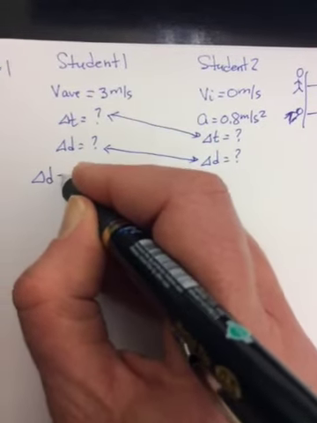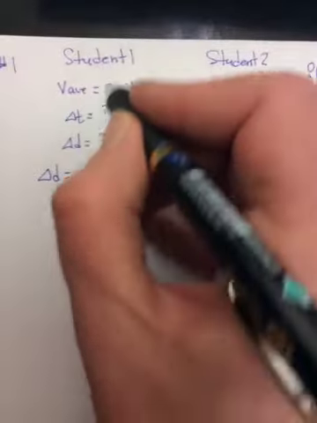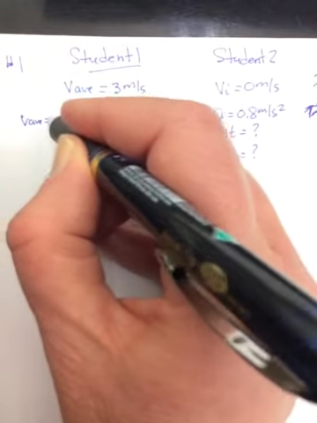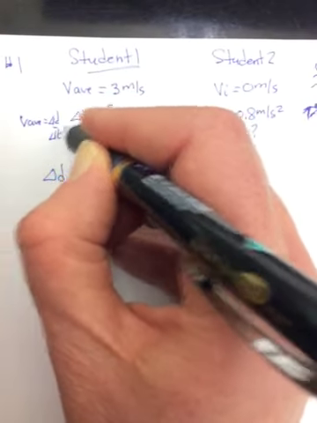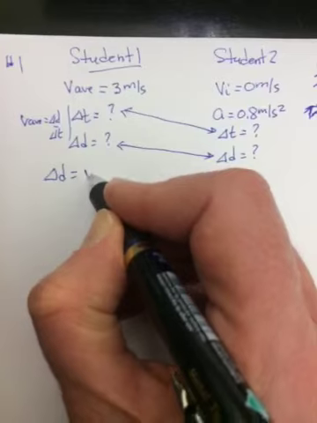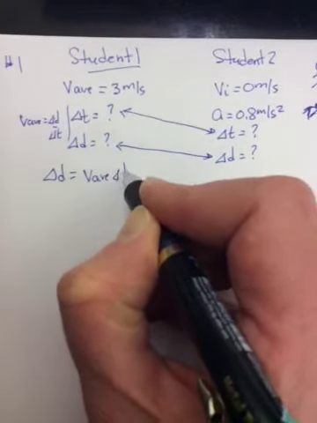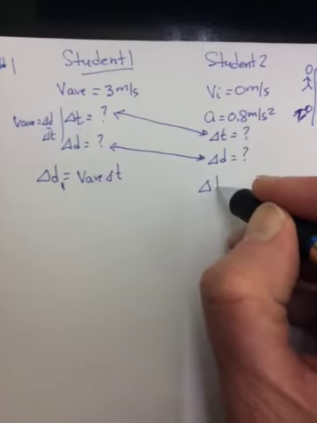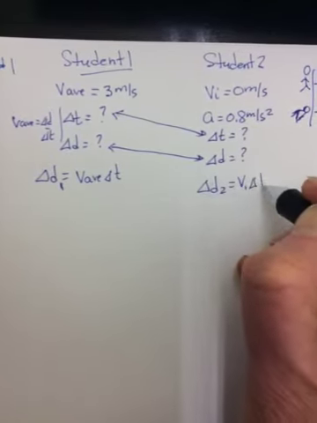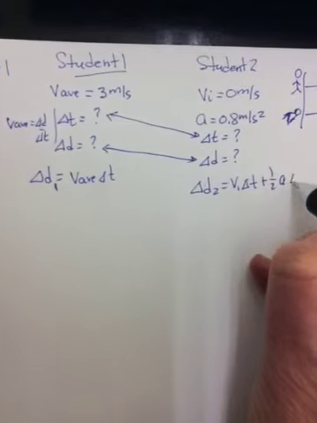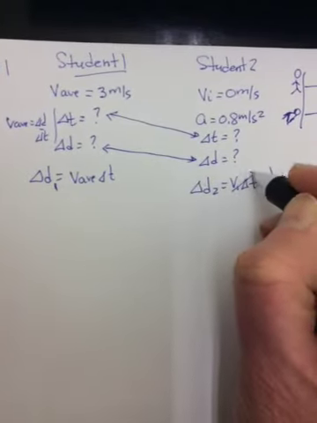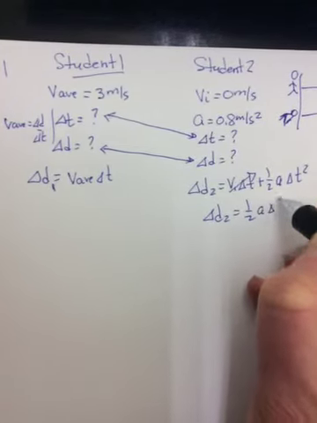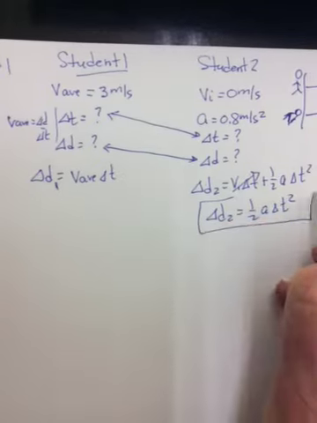We can get one equation from student 1. Since we have a VAV, and we know VAV is equal to delta D over delta T, we can rearrange and get delta D is equal to VAV times delta T for student 1. For the second one, we have a VI and an A, so we want to do VI delta T plus 1/2 A delta T squared. The VI is 0, so delta D2 is equal to 1/2 A delta T squared. Okay, so here are our 2 equations.